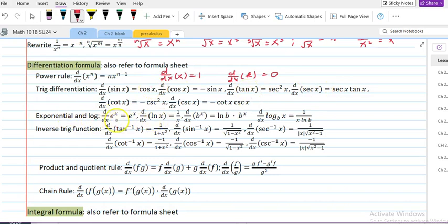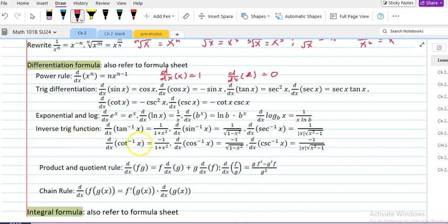For exponential and log, we have d dx of e to the x is e to the x, d dx of ln x is 1 over x. And we will talk about when it is not a natural log base, but b to the x. But here is the formula: it is b to the x times ln b. And then if you do log base b, it is 1 over x ln b.